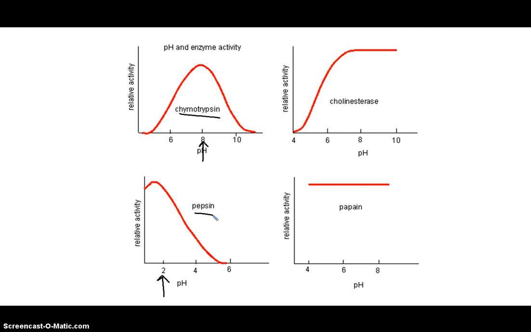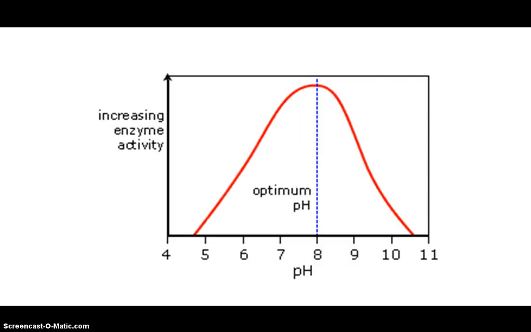So we can see in the upper right hand corner, cholinesterase, that has very limited activity below a pH of 6, but above that it stays about the same. Papain is another enzyme, and this one is functional across a wide range of pH. It's not as sensitive to the pH differences that we see. And here's another one that just shows kind of the bell curve. So we have our optimal pH, and above and below that, pHs will denature the enzymes and they will stop being functional for that reason.